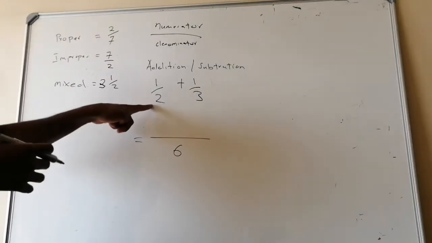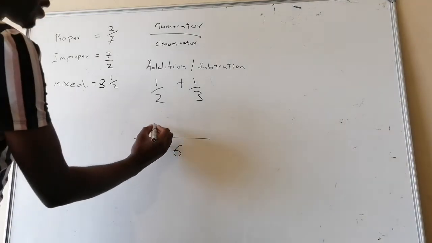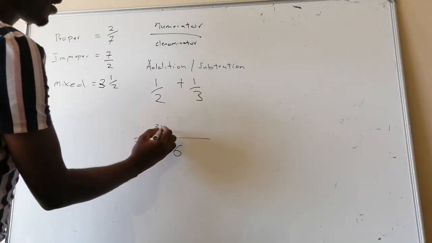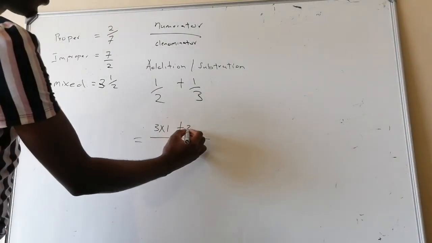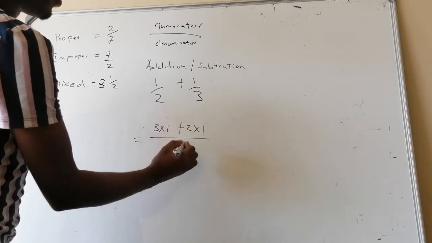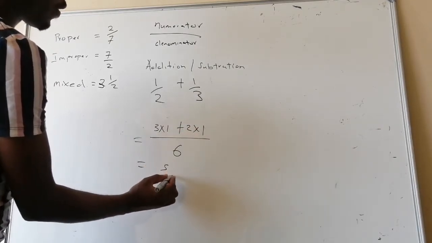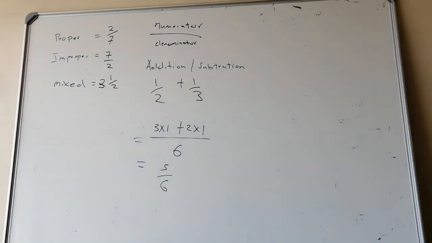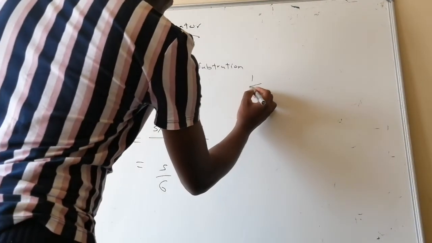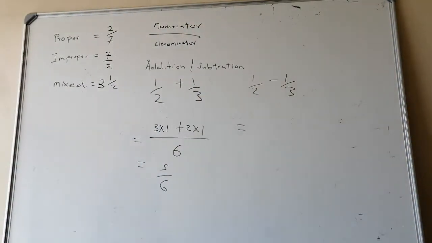So how many times does 2 go into 6? 6 divided by 2 is 3, multiplied by that 1, plus 6 divided by 3, that is 2, multiplied by 1, that is 2. So 3 plus 2, that's 5 over 6. We do the similar thing when it comes to subtraction. So let's say we've got half minus 1 over 3.